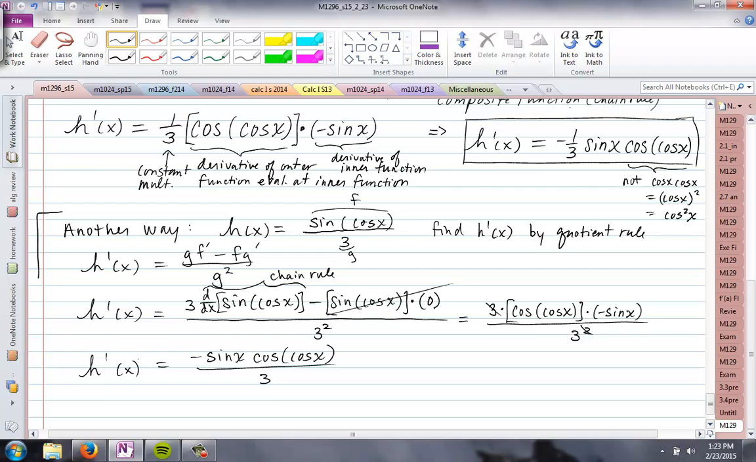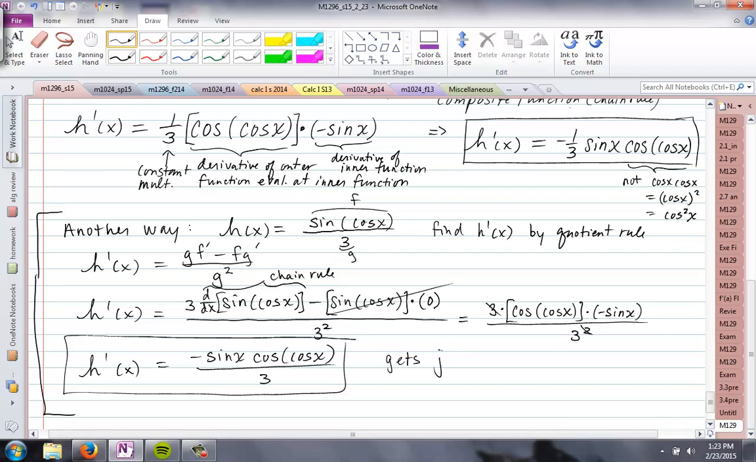So this is fine, but notice that it was a little bit longer and more involved. And this is not the fastest way to do this. So this gets the job done, but the method above was better. It's faster, it's simpler. And moving towards efficiency with taking your derivatives is something you want to do in the long run. So that's it for this one.